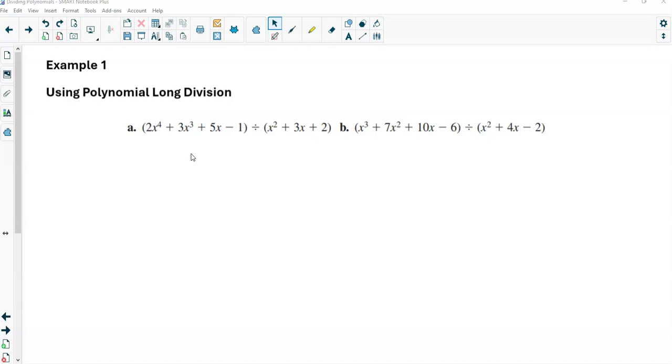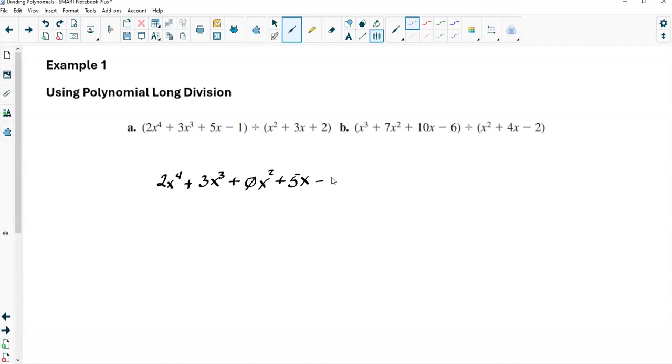But when you want to write it in the long form, this is what you do. Okay, so here we go. First, you have 2x to the fourth power. Then you have 3x to the third power. Then you have no x to the second power, so you have to put that there. Plus 5x, or x to the first power, minus 1x to the 0 power. So you don't write that, right? Okay, so that's going to be divided by x squared plus 3x plus 2. So x to the second, to the first, to the 0. So we are good there.